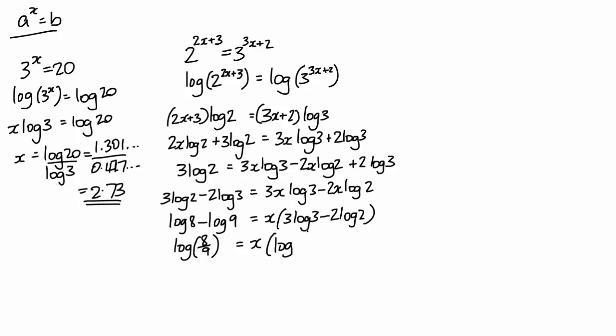That's the same as the log of 3 cubed, which is log 27, minus the log of 2 squared, which is 4. Log of 8/9 equals x multiplied by the log of 27 divided by 4, for the same reason that this became this.